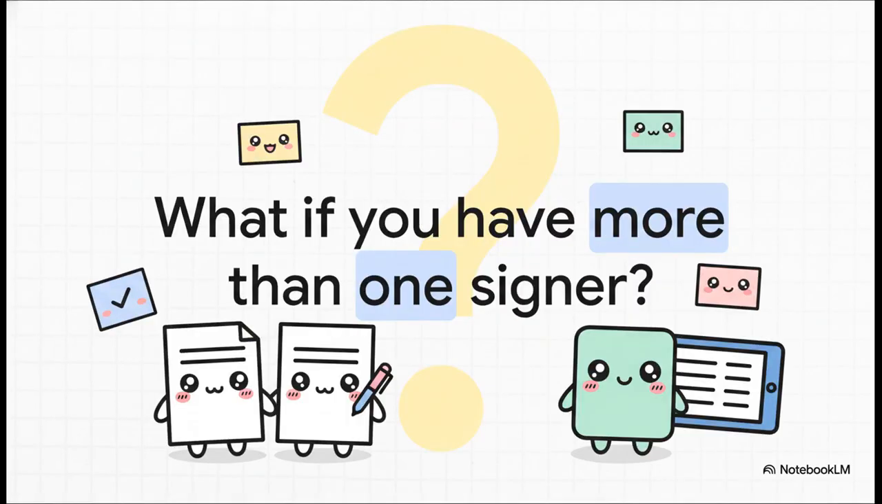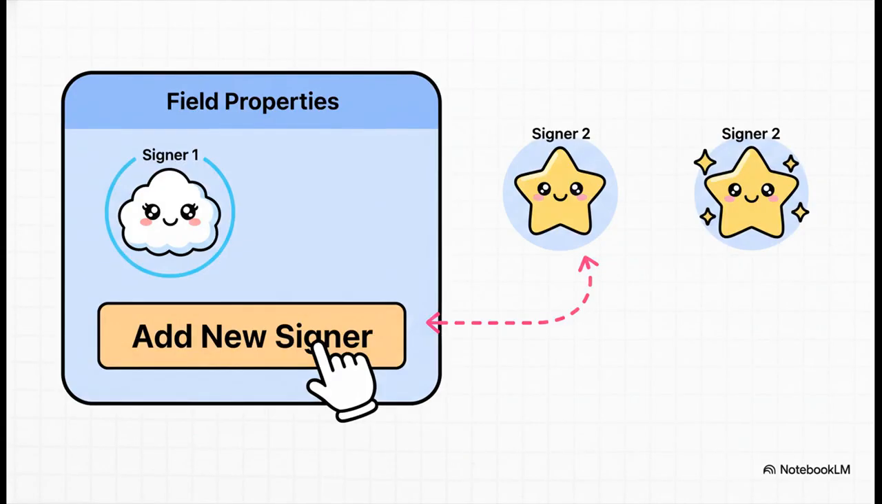Okay, so that was simple enough for one person. But let's be real, most agreements have at least 2 people involved, right? So, how do you manage fields for a bunch of different signers all on the same document? The system makes this so easy, right from the field properties. When you place a new field, you'll see it's assigned to Signer 1 by default. To add another person, you literally just click Add New Signer. You can even name them, like Client and Contractor. Now, every time you add a new field, you just pick from a drop-down menu who that field belongs to. This makes sure that each person only sees and fills out the fields that are meant for them.